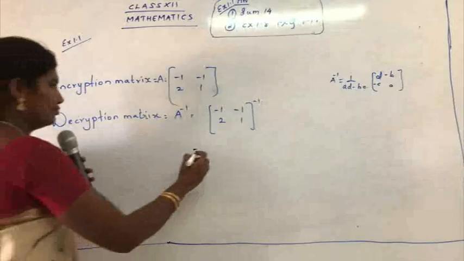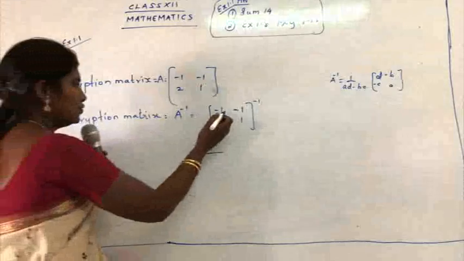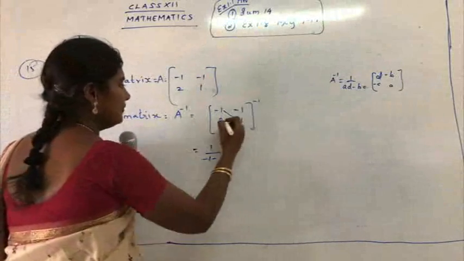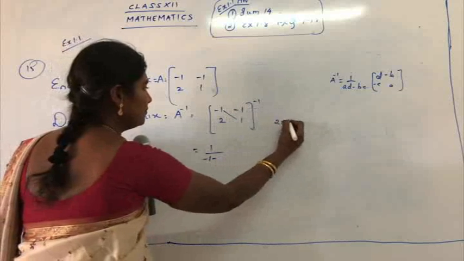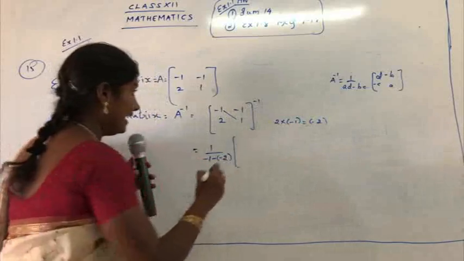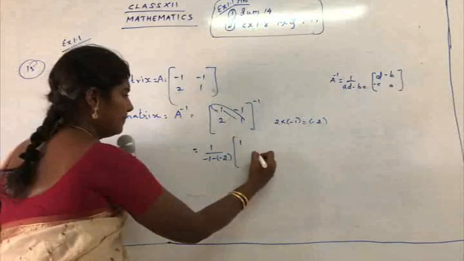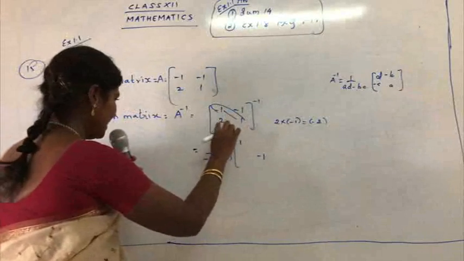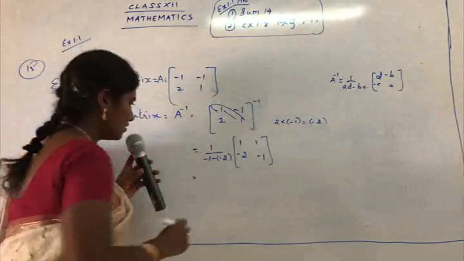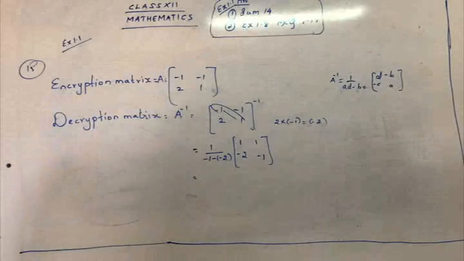So this is equal to 1 upon AD. What is AD? Minus 1 into 1. That's -1. Main sign is minus. BC: 2 into -1 gives you -2. So this is equal to -2. A and D get interchanged, I get 1, -1. Change the sign of B and C. So this is 1, -2. So let's solve -1 minus -2. It's -1 minus -2.